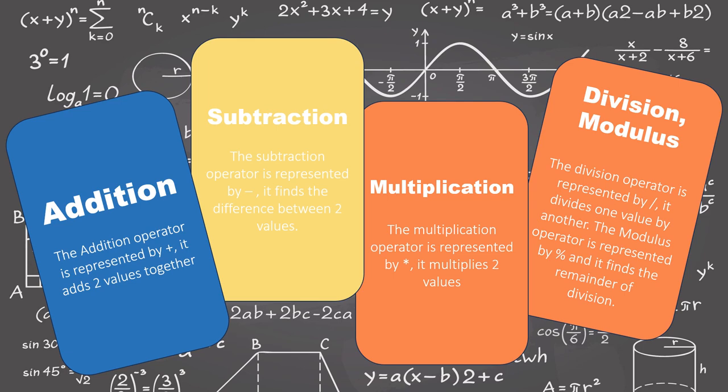The modulus operator is a separate operator which can be considered a subclass of the division operator. It is represented by the percentage sign and it finds the remainder of the division between the two values. But this is only when the first value is greater than the second value. If the first value is smaller than the second value, it just returns the first value.